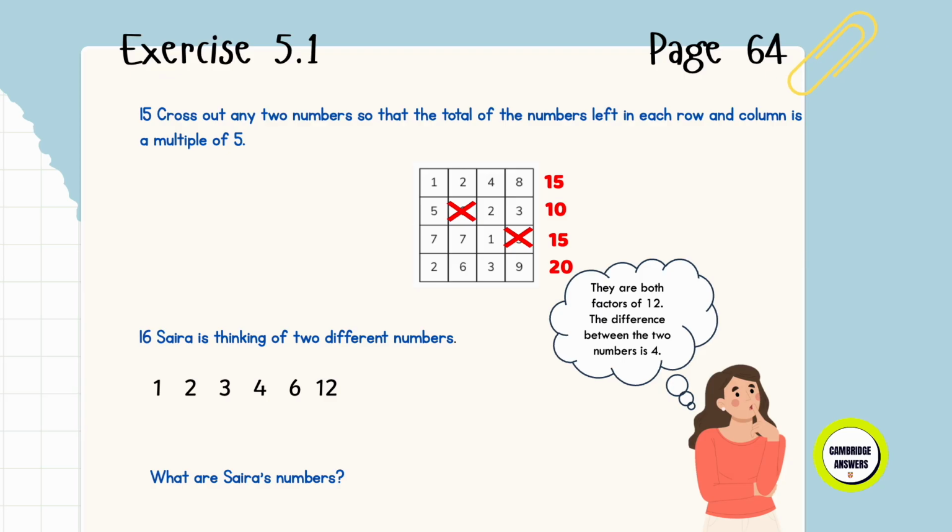Question 16. Syra is thinking of 2 numbers. Here's the clue. They are factors of 12, and the difference between them is 4. Let's list the factors of 12. 1, 2, 3, 4, 6, and 12. Now find 2 numbers that are 4 apart. 2 and 6, because 6 minus 2 equals 4, so Syra's numbers are 2 and 6.